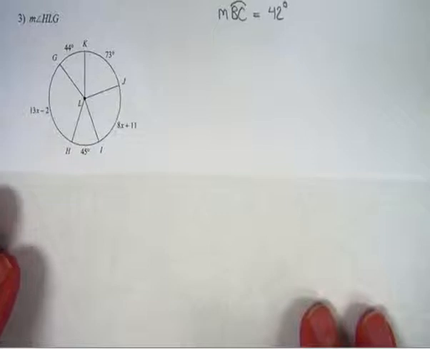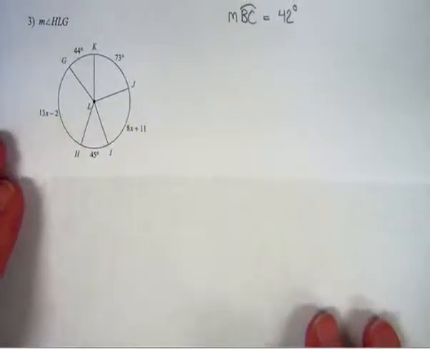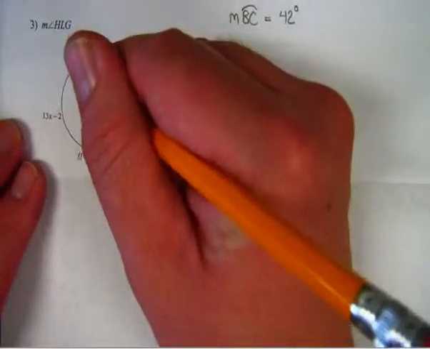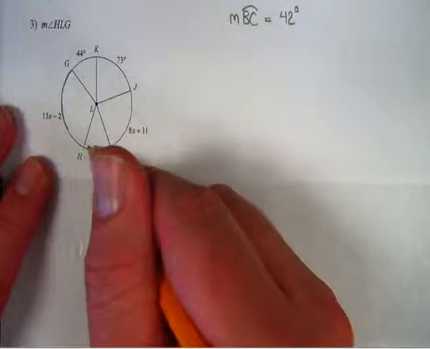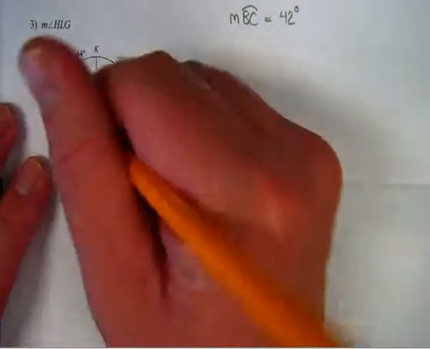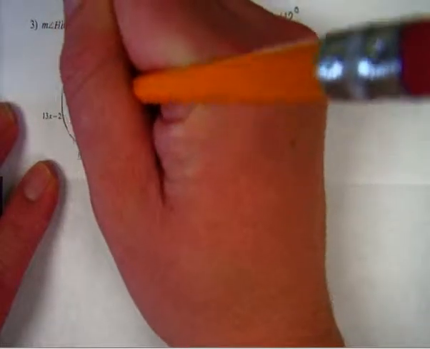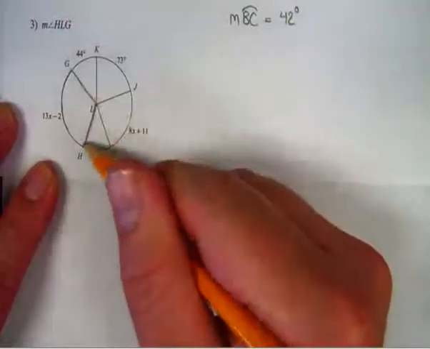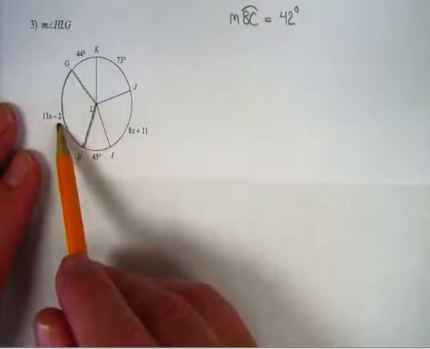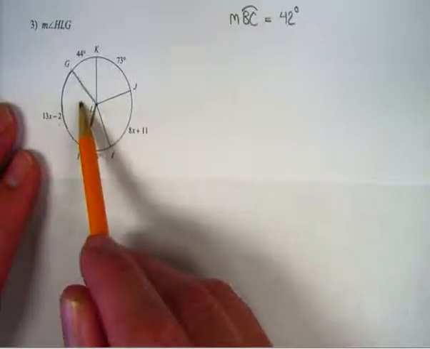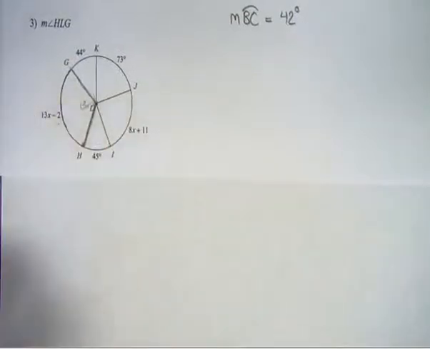Now for number 3, where things get slightly less straightforward. On number 3, we are asked to find the measure of angle HLG. Wow, you ever have that moment where all conscious thought leaves you? That was it right there. Alright, so angle HLG is what we're trying to find. So we know that angle HLG is going to be 13x minus 2. Well, the problem is we don't know what x is. So we need to figure it out.